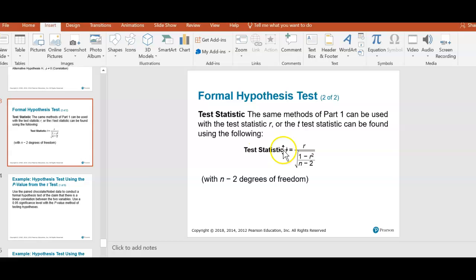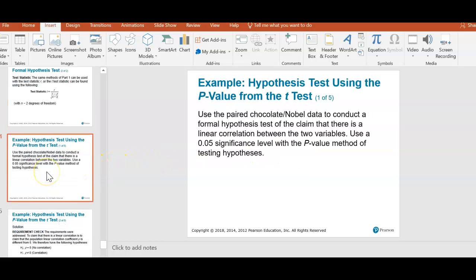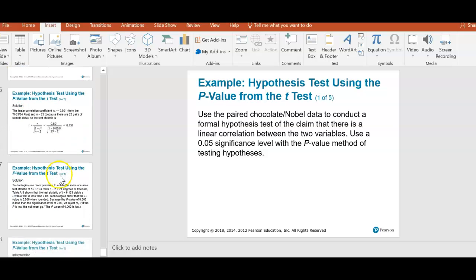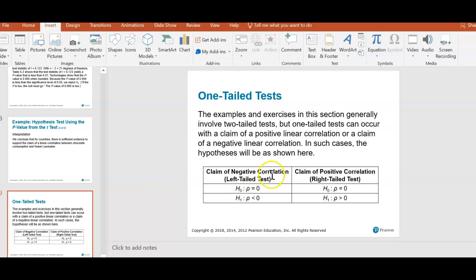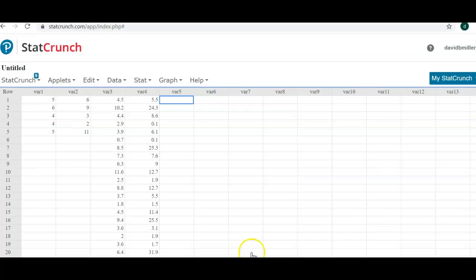You could do test statistics and all that stuff similar to how we did the test previously. But it's, again, easier to look at p-values. It is also possible to do a one-tailed test. If you just wanted to check for a negative or a positive correlation, you could also do that.